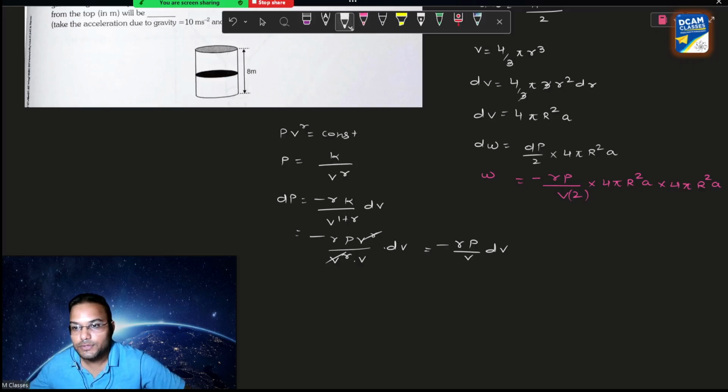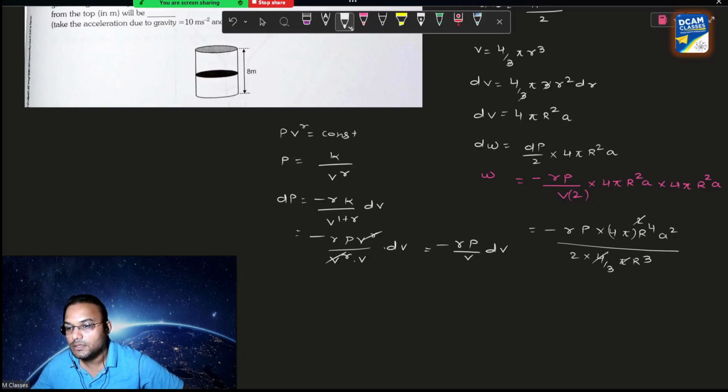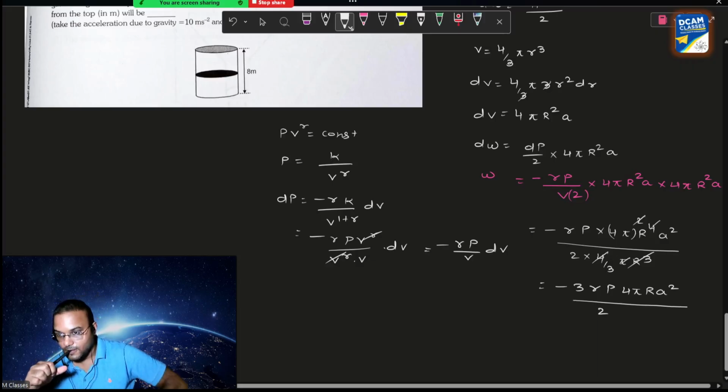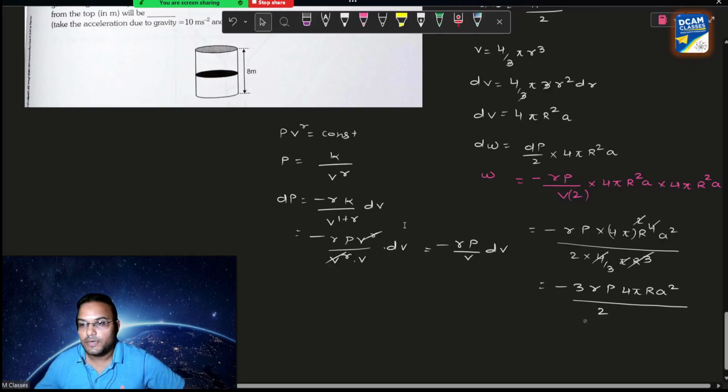So the V value also we have to substitute. Minus gamma P into 4 pi R power 4 a square, with 4 pi also squared, by 2 into 4 by 3 pi R cube. 4 pi will cancel, and this R cube also will cancel. Minus 3 gamma P 4 pi R a square by 2. This is the work done that we have got.